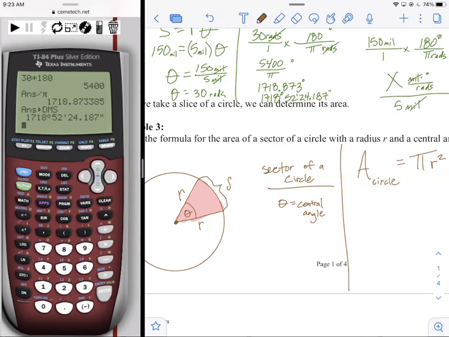Okay, so what can we do though instead of using degrees? Is there another way besides degrees that we've been working on? Because remember, if we're using lengths or distances, we can't use degrees.